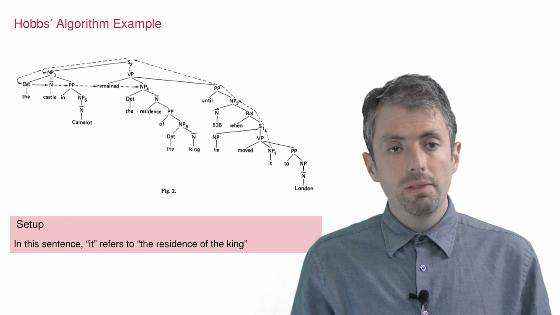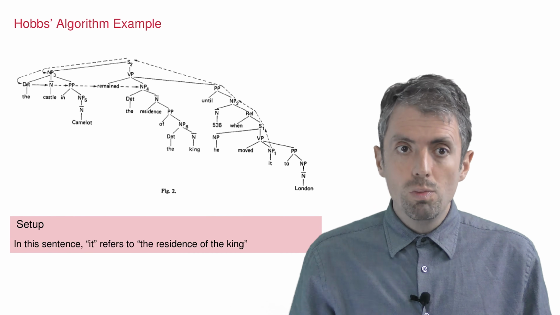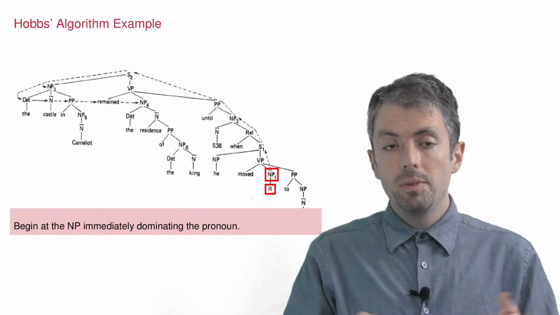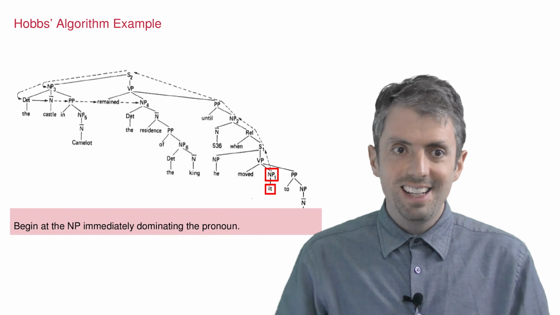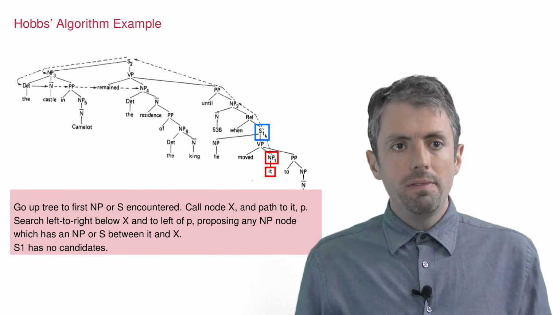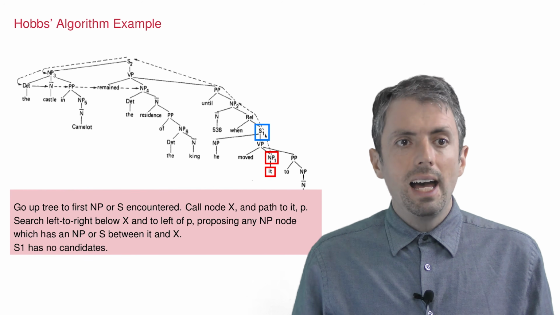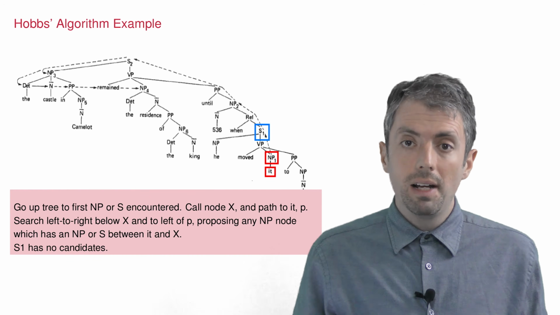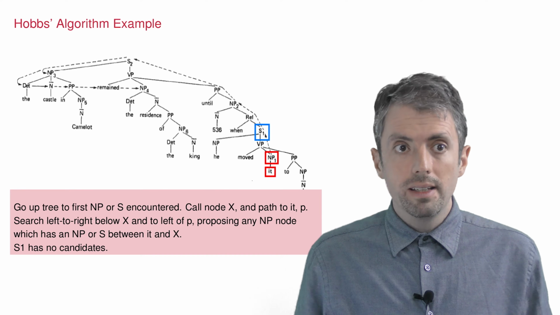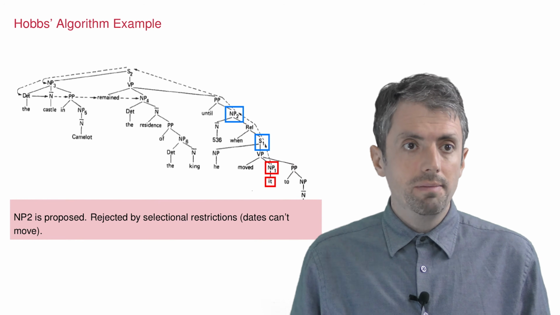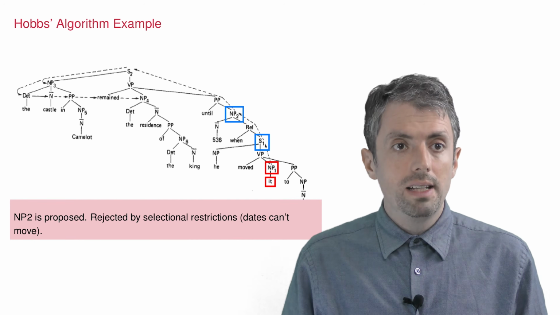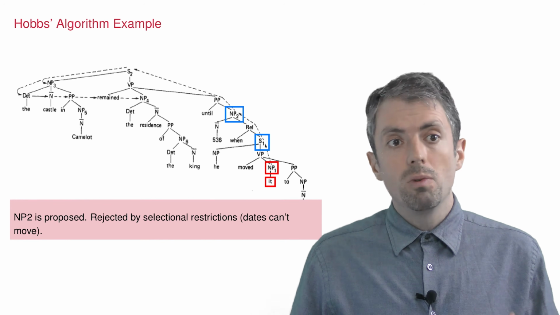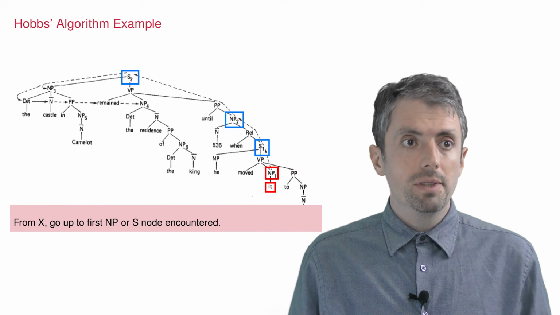So what we have to do is first start with it and then move up the tree until we find an S node. So we've gone up to the NP or PP that contains it. So we have to keep going. So now we found an S node, and there are no NPs to the left of our pronoun that we're trying to resolve. So we can't do anything. So we need to keep going up and keep searching. All right, we've now found an NP. It's 536. We can't move a year. So we reject that and keep going up and keep searching.